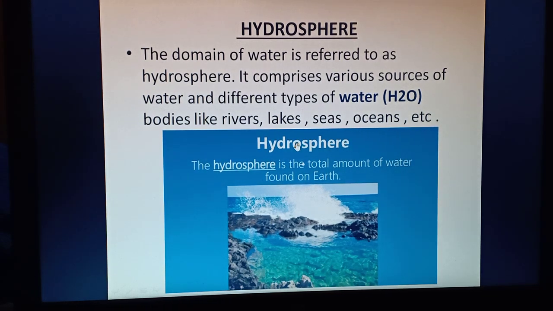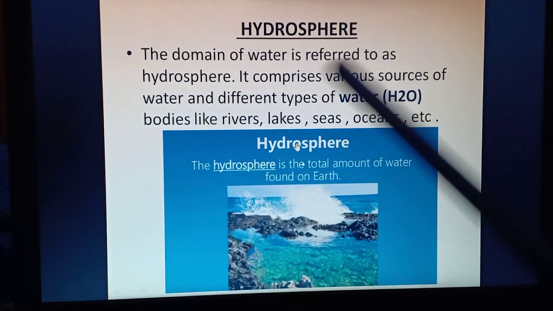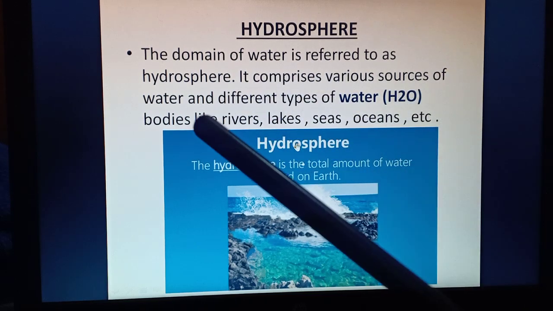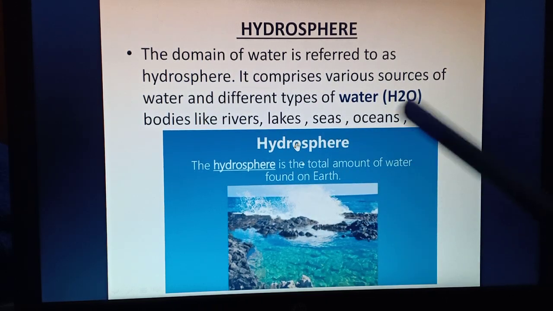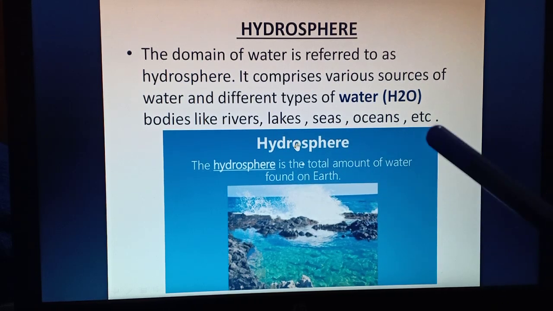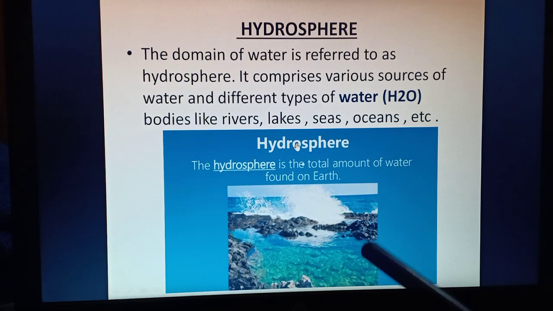Next domain is hydrosphere. The domain of water is referred to as hydrosphere. It comprises various sources of water and different types of water bodies like rivers, lakes, seas, oceans, etc. It is essential for all living organisms.